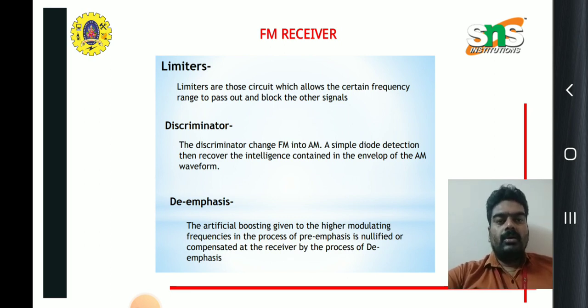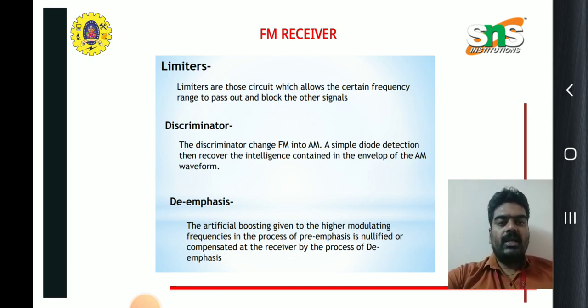Because in a receiver section, usually when you receive the signal, so many signals will be there in the medium, but we need only the particular frequency range. So to receive the particular frequency, we have this section. It will allow only the certain frequency range to pass and block the other signals, so that other signal interference can be eliminated.